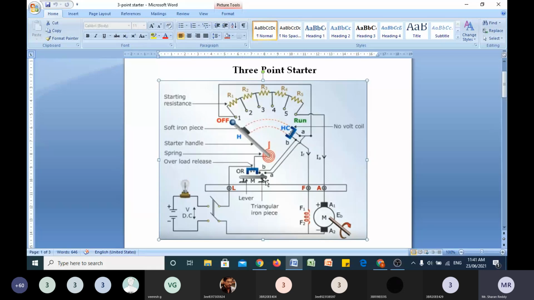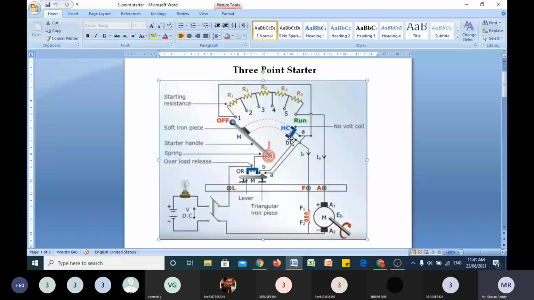There are two coils. This is called the hold-on coil, which holds the electromagnet under normal working condition. This is the overload release coil. Whenever extra high current flows, it gets magnetized. This is a triangular portion. We can see it is lifted up. When it is lifted up, it is short circuited. That makes the hold-on coil demagnetize. When it gets demagnetized, the motor is off. The motor is protected against high current flowing through the armature.